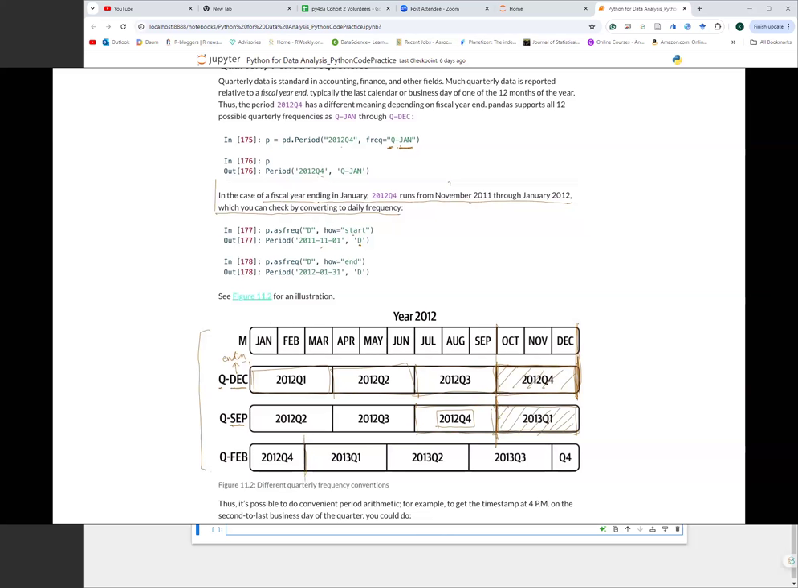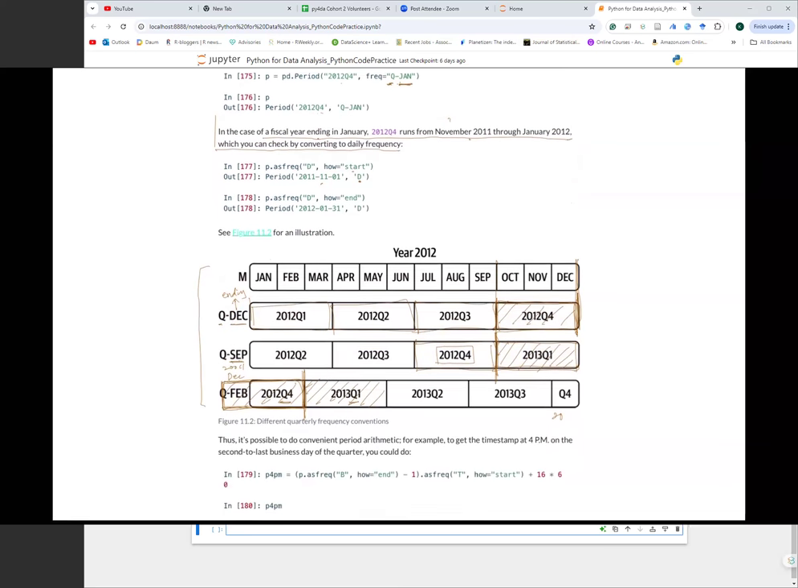Same thing for February. Maybe the end of February is going to be the fourth quarter. That means December 2011 to February 2012, those three months are the fourth quarter. And then quarter one is the next year's quarter, like 2012 to March, et cetera. So that's how we can set up and define the frequency conversion quarter by quarter, okay?